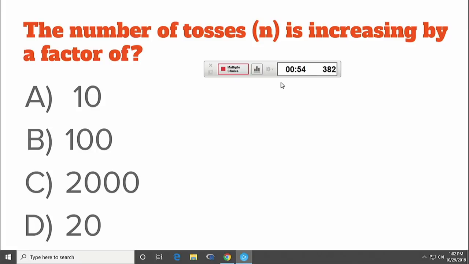Okay, so we're just doing step one. So we're just saying n is increasing by a factor of what? We're not finding the new standard error or anything yet. So hopefully everyone has responded. Go ahead, click your answer. No, not yet? Not yet, okay.